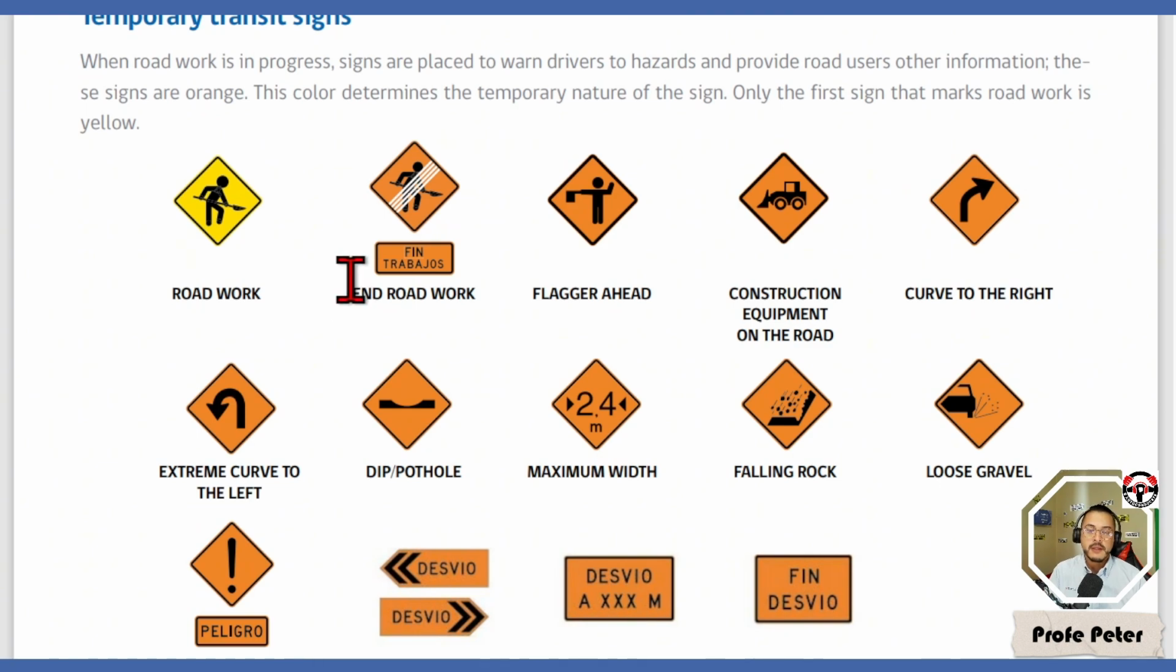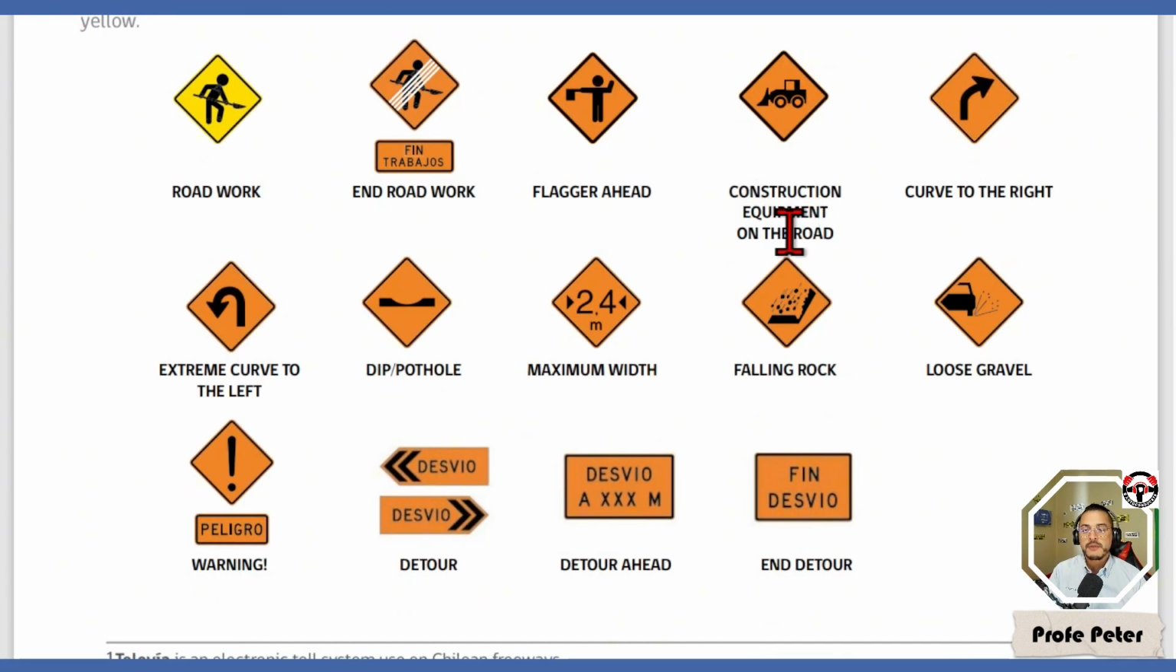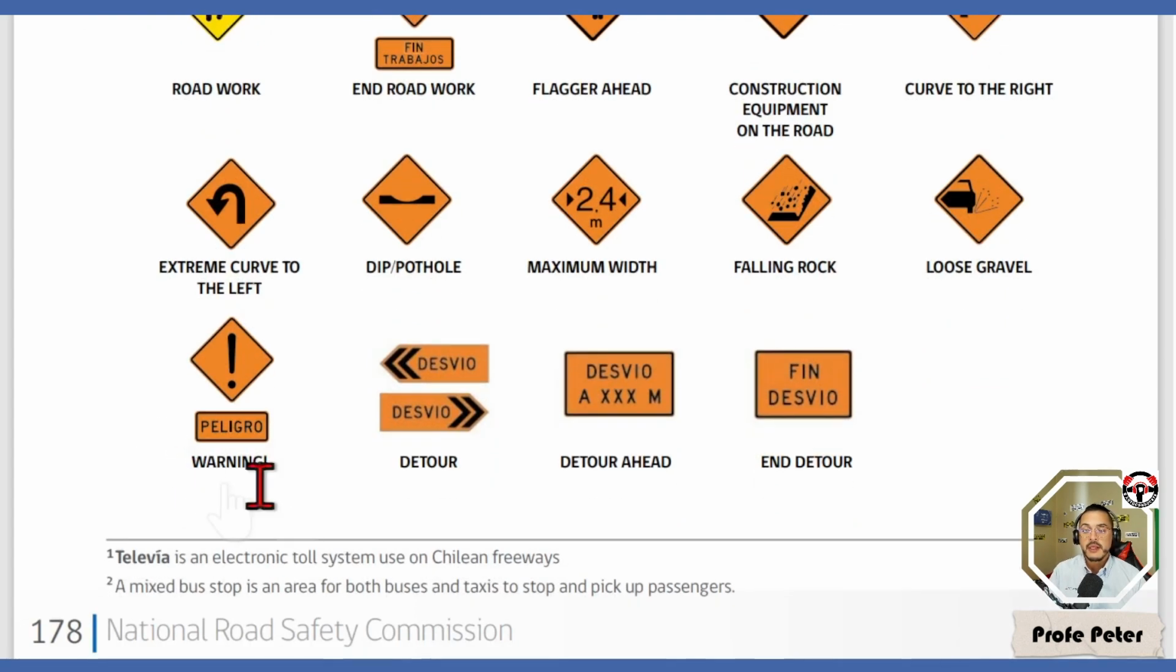And the other orange ones, end road work, flagger ahead, construction equipment on the road, curve to the right, extreme curve to the left, potholes, maximum width, falling rocks, loose gravel, warning signs, detour ahead, and end of the detour.